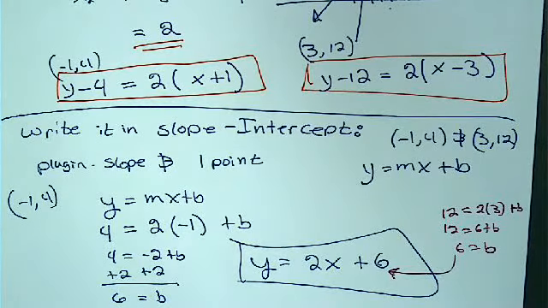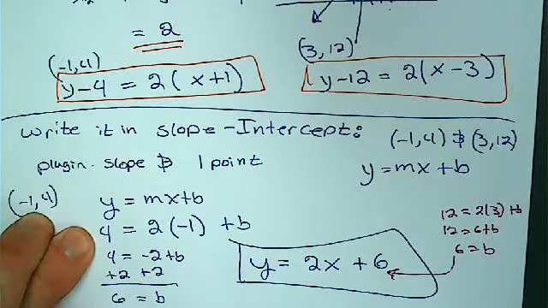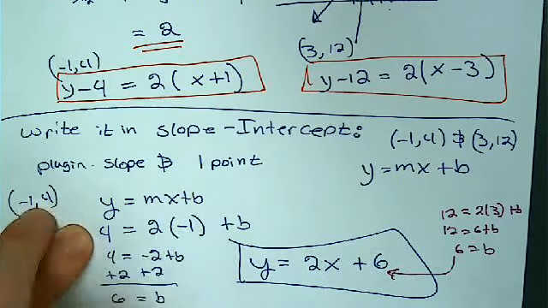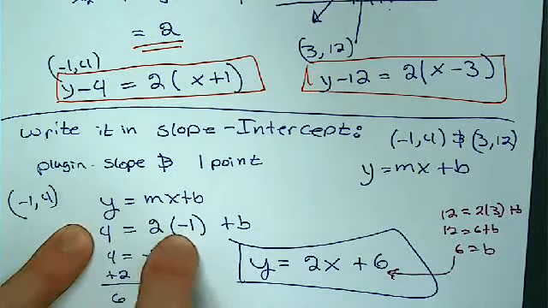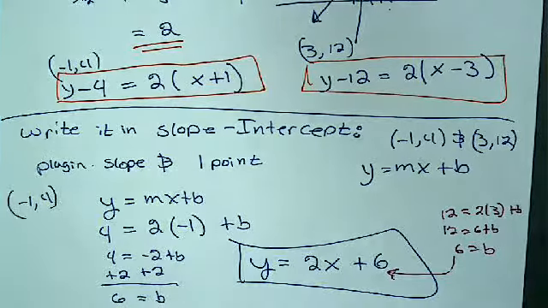Other question. Which form? This form? That's from one of the 2 ordered pairs, negative 1, 4. Yep. Put the y in for y and the x in for x. Yep. All right. Save this.